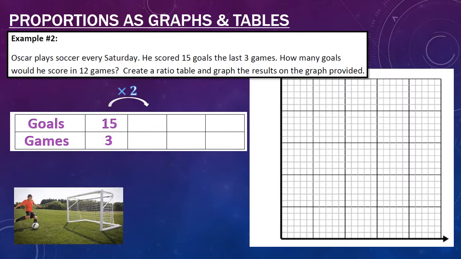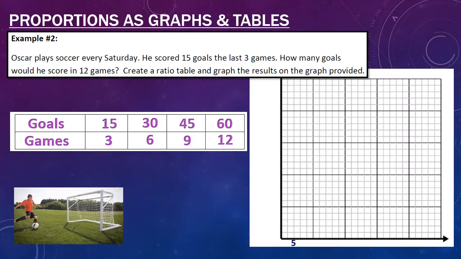Times 2, I get 30 over 6. Times 3, I get 45 over 9. Times 4, I get 60 over 12. Now that I have my entire ratio table all filled in, I need to label my graph.